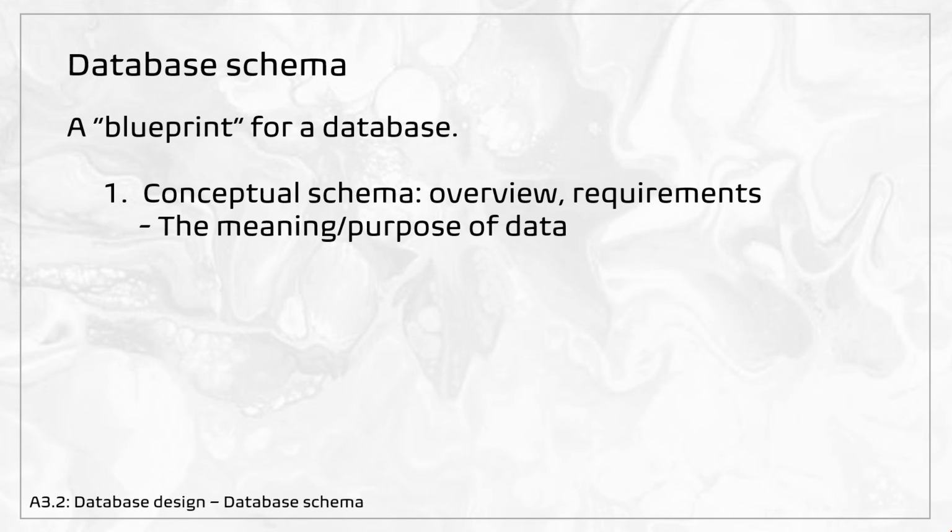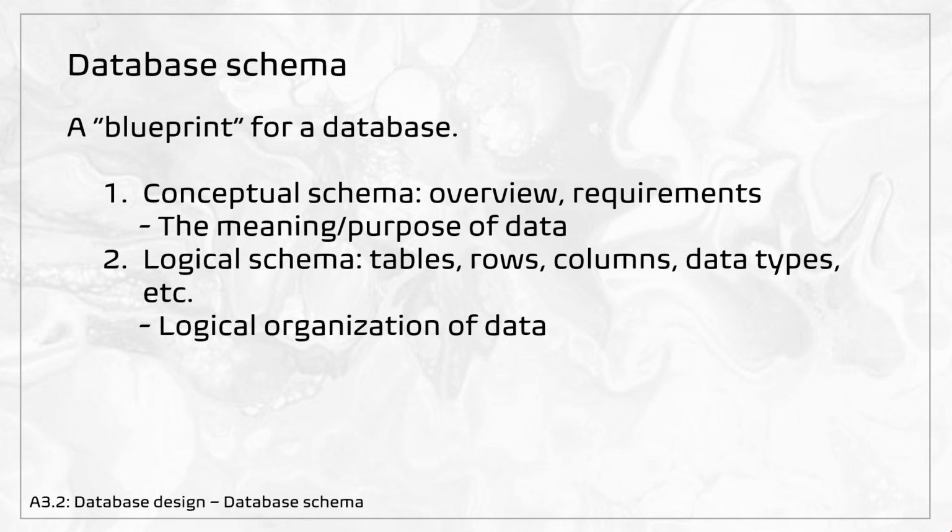First is conceptual schema, which basically defines what a database is made for. It gives an overview of the database and what it needs to accomplish. For example, it defines what tables there need to be and what relationships exist between the tables. Next is a logical schema, which deals with the logical organization of data. It goes into detail about stuff like table names and the rows, columns, and keys for each table. It also defines the constraints for every table so that the data maintains integrity.